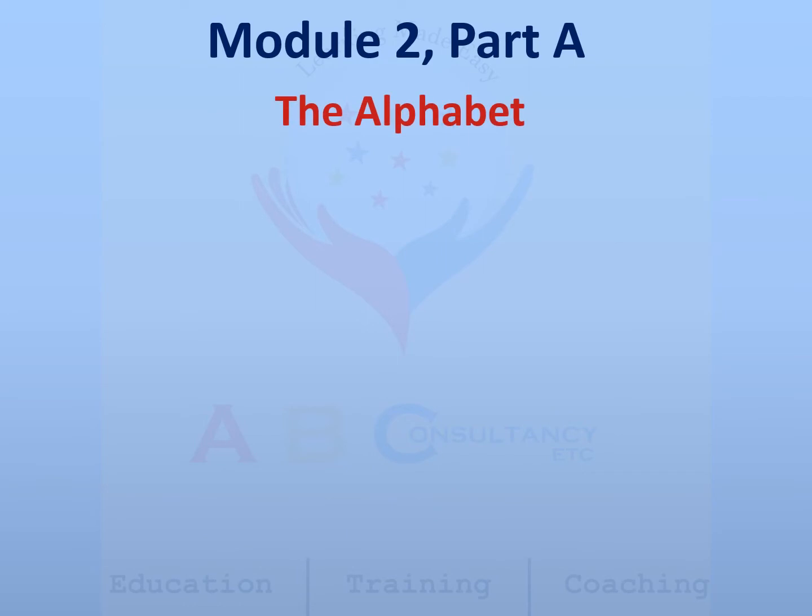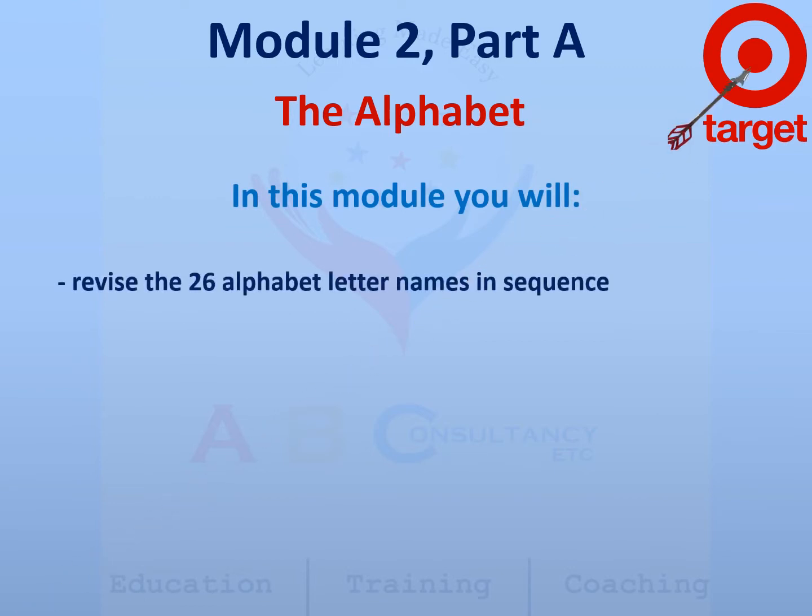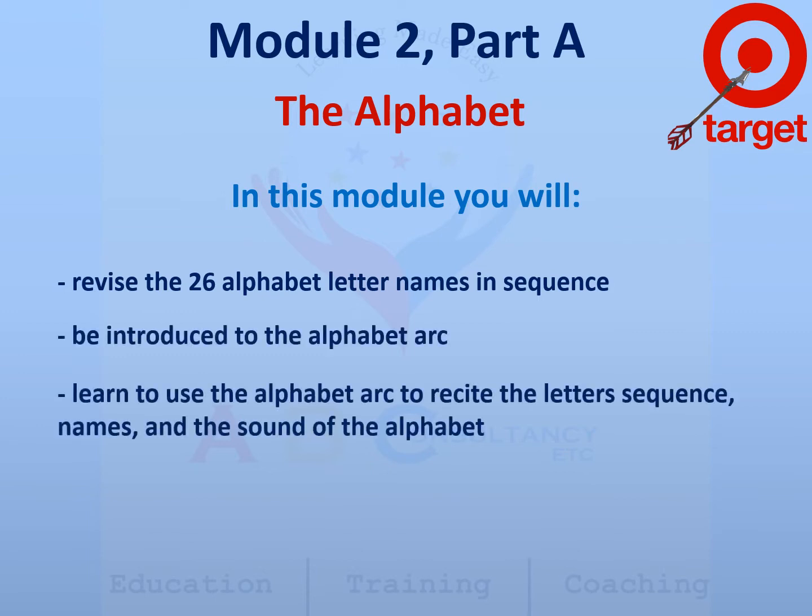Module 2, the English alphabet. In this module, you will revise the 26 alphabet letter names in sequence. Be introduced to the alphabet arc. Learn to use the alphabet arc to recite the letters sequence, names, and the sound of the alphabet.